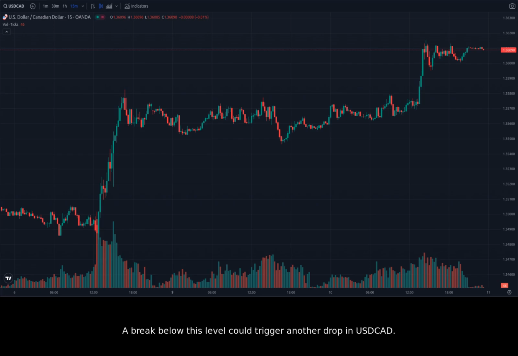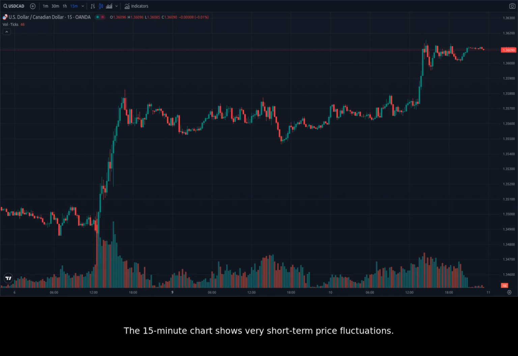A break below this level could trigger another drop in USDCAD. However, there is potential support at the April 5th low and the psychological support of 1.3500. These levels could provide a temporary buffer for the price. Now, let's examine the 15-minute chart to gain even more granular insight into the price movement.